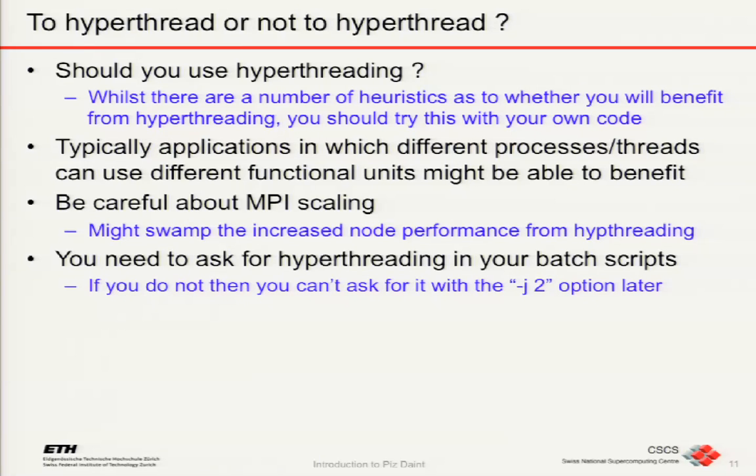And you should be comparing what can I get out of an X number of nodes, not about any particular thing about the processes themselves. If you need to ask for it, then remember to put the -J2 option on.